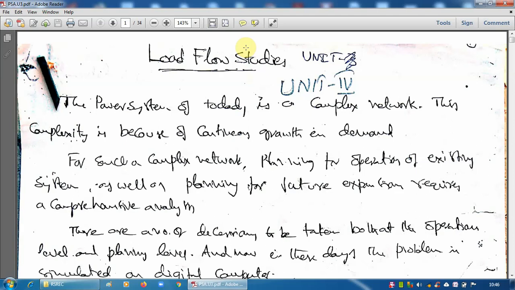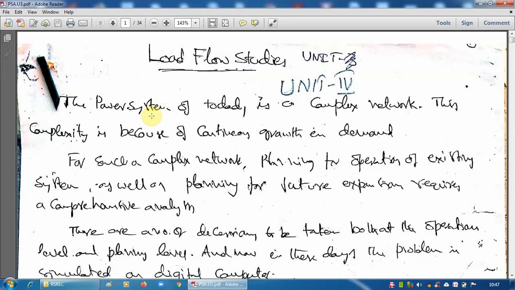We have seen in the second unit about short circuit analysis, that is about the fault current calculations for symmetrical faults and also unsymmetrical faults. Now we will see about the load flow studies. Load flow studies are also called power flow studies.